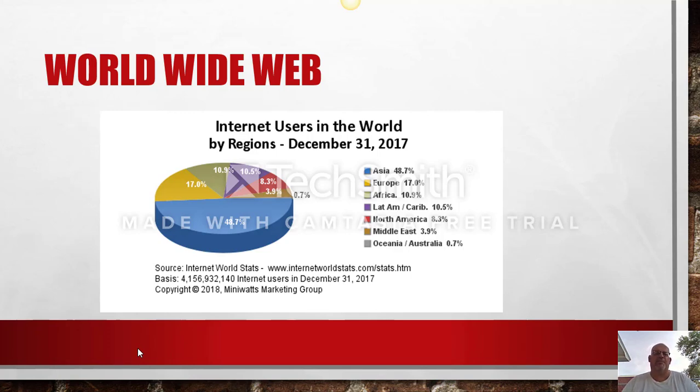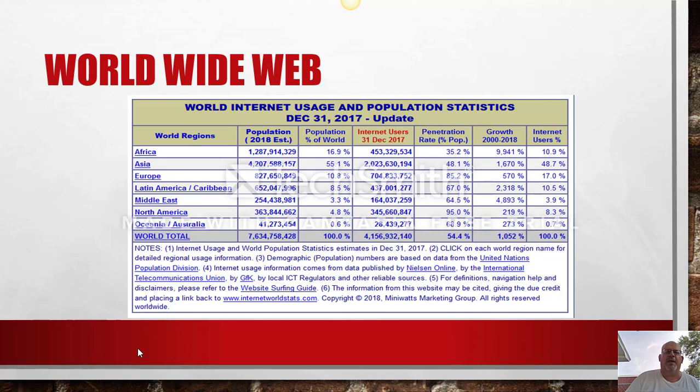So one way we can do this is by a pie chart. By a pie chart, it looks like Asia is way outpacing the world for internet usage at 48.7%, and it seems like North America is really falling behind at 8.3%. While these numbers actually do hold true on percentages, you've got to look at population. And so this is actually a better way for me to look at it.